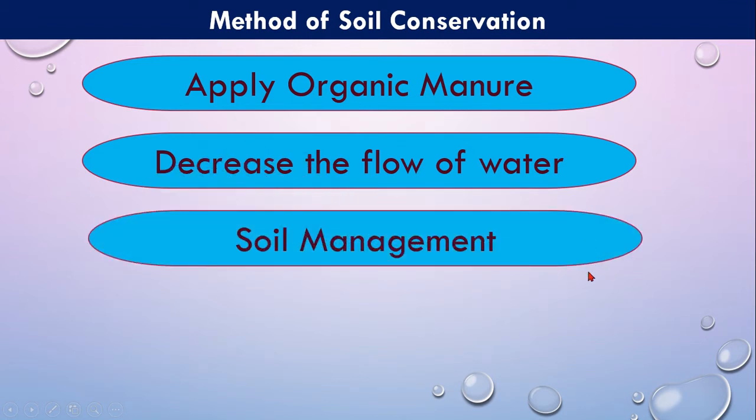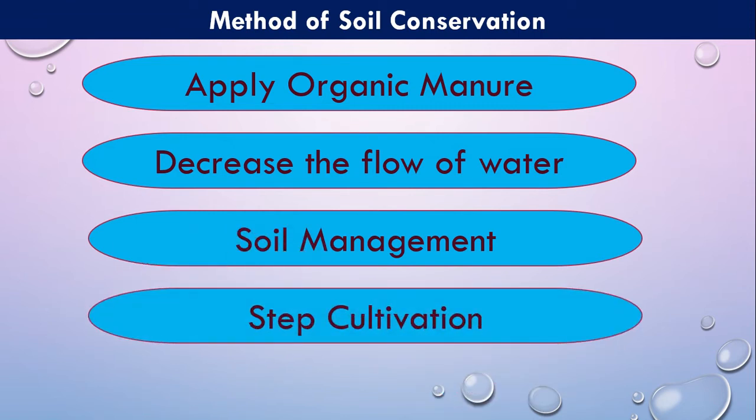Soil management, we talked about this one before as well. We have to manage the soil, like apply irrigation, apply drainage, apply lime, tillage operation whenever they need. Step cultivation, we can do this one in the hill tract area.